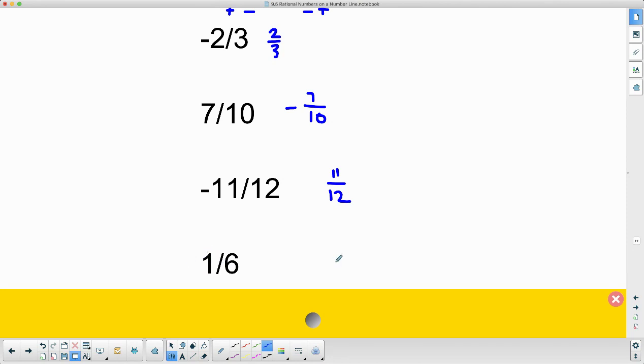So we have positive 1/6. The opposite is negative 1/6. All right, that is everything for today.